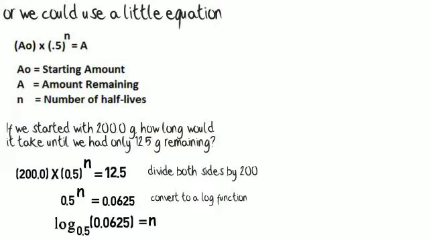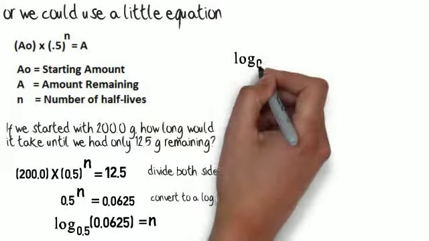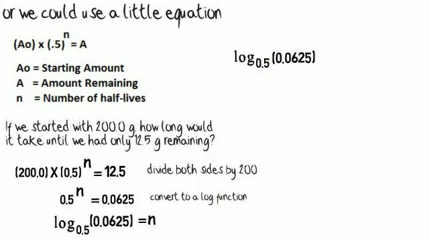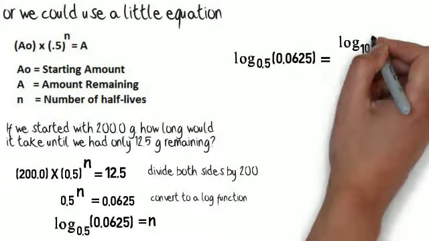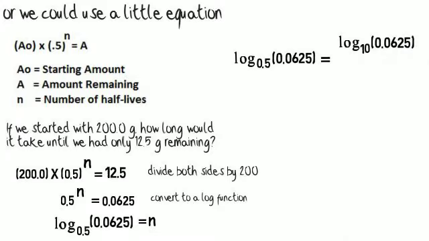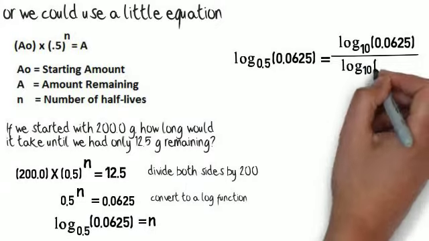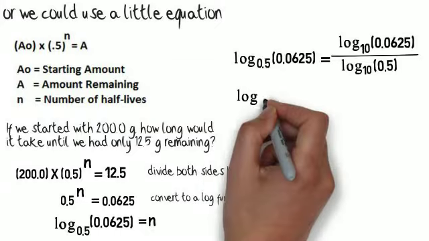Now normally logs are written as either natural logs or base 10 logs. Here we have a 0.5 base log. So our base is 0.5 instead of base 10. So we need to do a little math to actually figure this out. The log base 0.5 of 0.0625 is equal to the log base 10 of 0.0625 divided by the log base 10 of 0.5. This is the only way we can solve this, because you can't plug this expression that we have into a calculator. Your calculator doesn't have that functionality.